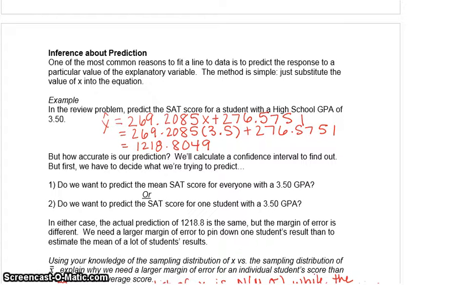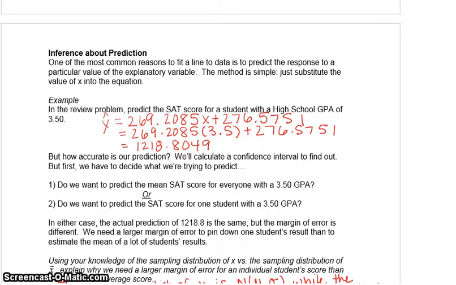For example, in the review problem, if you wanted to predict the SAT score for a student with a high school GPA of 3.5, you'd take the regression equation, which was y hat equals 269.20885 x plus 276.5751. You'd plug in 3.5 for x, and you'd get 1,218.8.